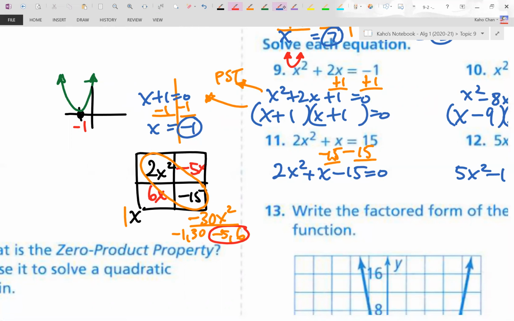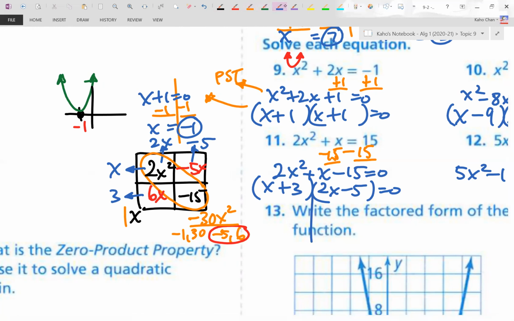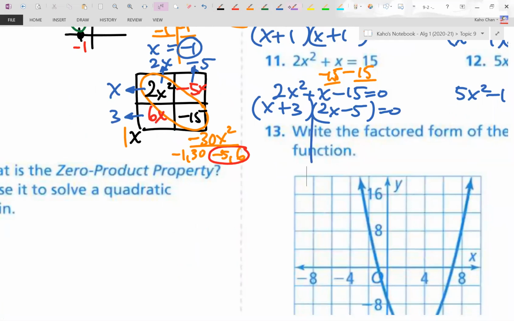But the last step is to GCF each row and column. First row, take out an x. Second row, take out a 3. First column, take out a 2x. And last column, take out a -5. There they are, yay. So we'll have x plus 3 and 2x minus 5. And it works out. Split them up and solve individually. I'm going to use the space for number 13 because we're not going to do 13.